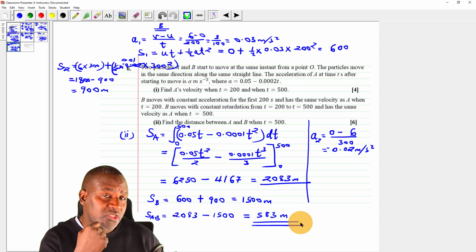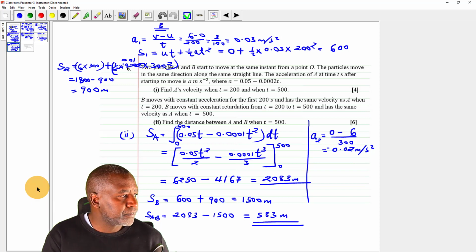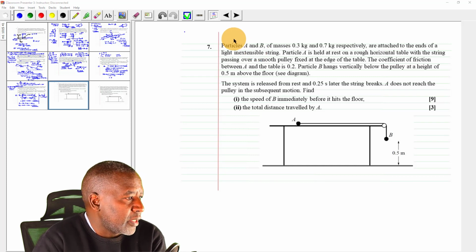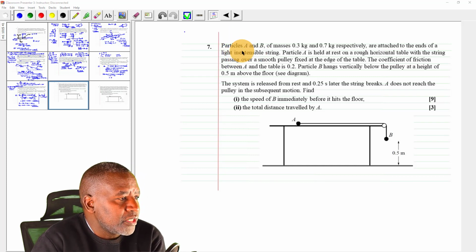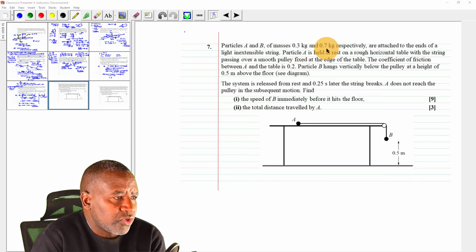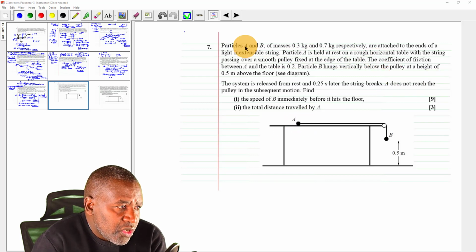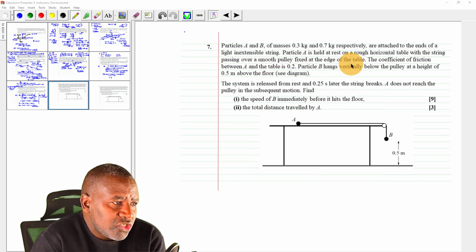Let's go to question number 7. So here we are in the last question, and let's read it together as usual. Particles A and B of masses 0.3 and 0.7 kilograms respectively are attached to the ends of a light inextensible string. Particle A is held at rest on a rough horizontal table, with the string passing over a smooth pulley fixed at the edge of the table. The coefficient of friction between A and the table is 0.2.